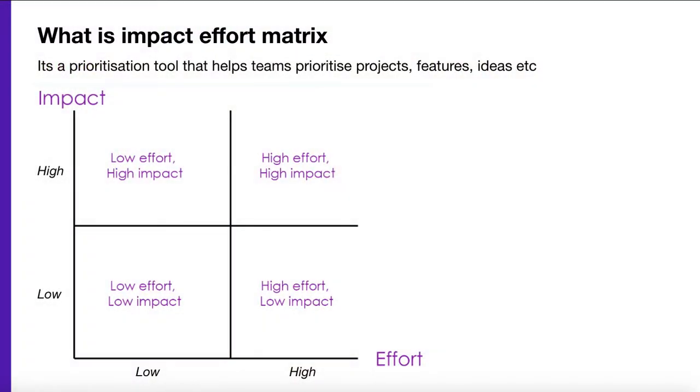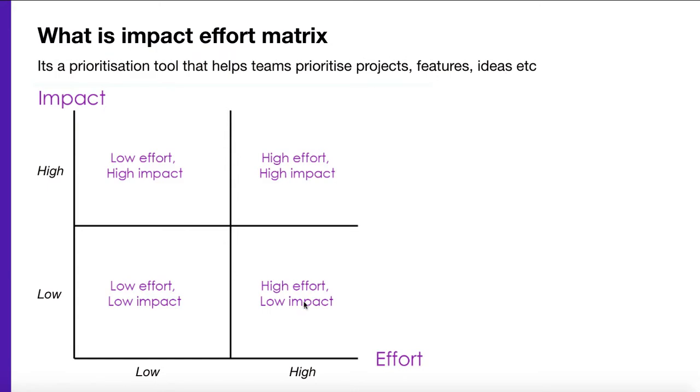So what is this impact effort matrix? Sometimes it's called a 2x2 matrix, an impact matrix, or an effort matrix, different names over there. But what is this matrix? It is a prioritization tool that helps teams prioritize projects, features, ideas, etc. Okay, simple, a prioritization tool. And let's see how this matrix is.